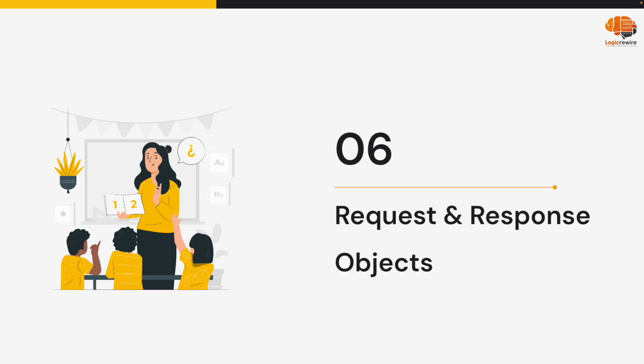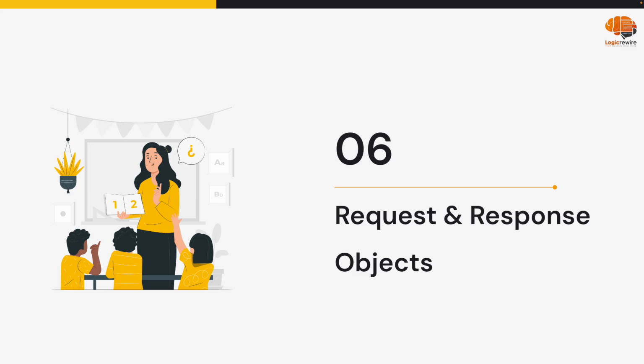Whatever API we create, whether a GET API or a POST API, all those APIs have a callback function, and the callback function has two parameters, that is req and res. So both objects we are going to study today: what is the request object, what is the response object, what methods are available in the request and response objects, and what properties are available in them. All this we are going to study.